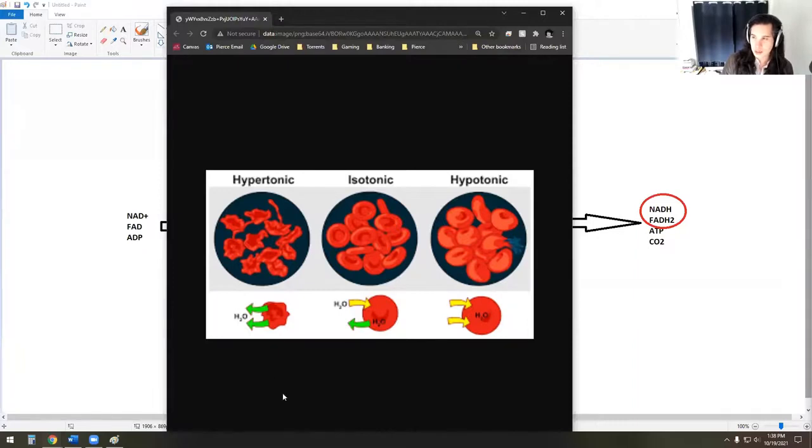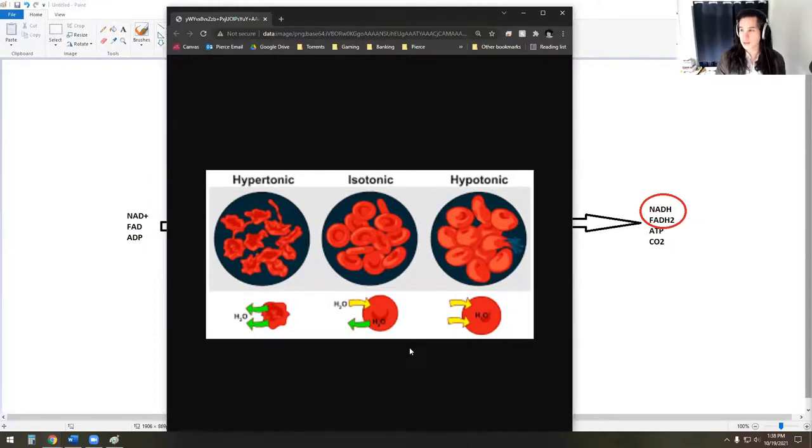Now, if you have a hypotonic solution, this is why we don't inject people with distilled water, because you have less solute in the solution. That water is going to want to move into the cell because there's going to be more solute within the cell. And so through osmosis it moves into the cell. And what happens if we're dealing with red blood cells is they'll burst. And so that's a case of using distilled water.